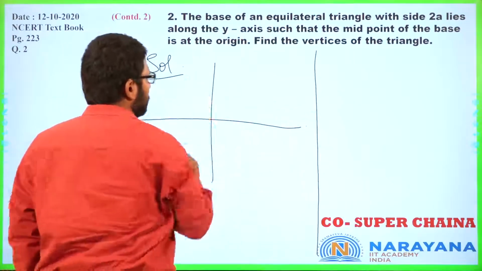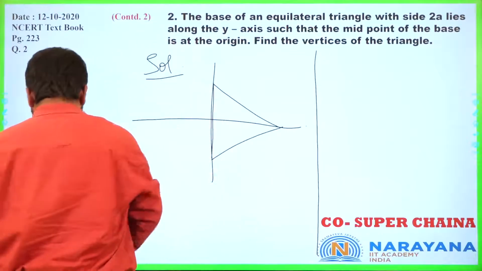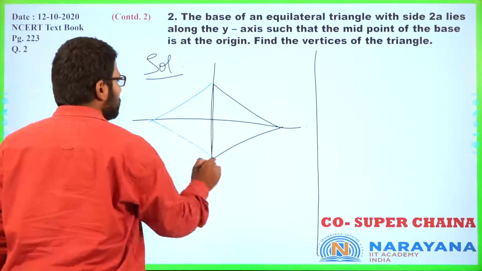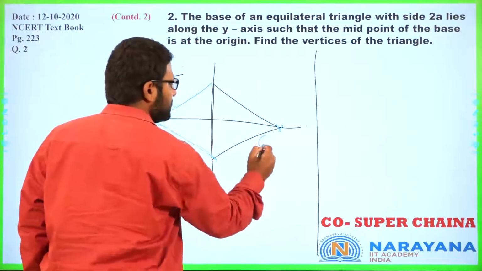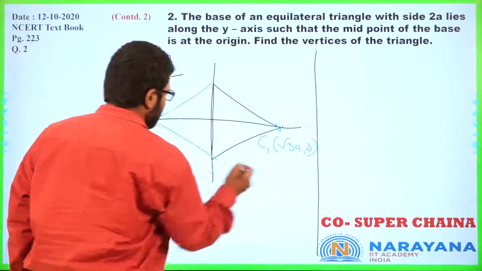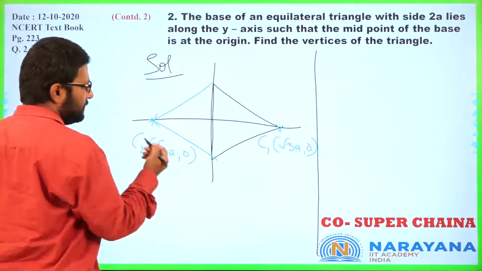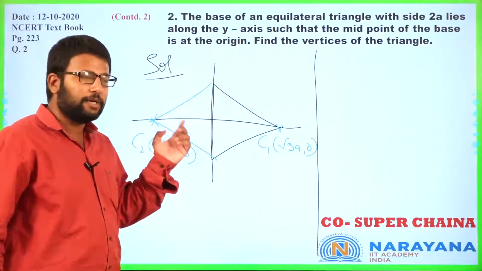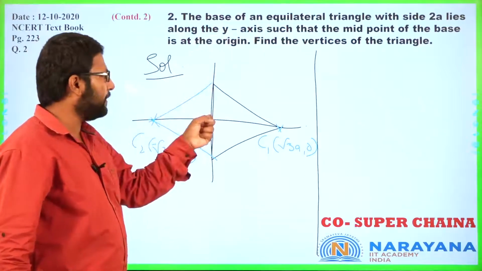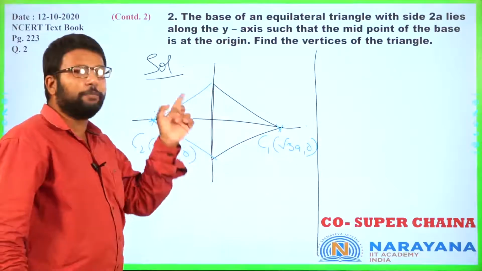So we have taken this particular triangle, but keep in mind that this triangle is also possible. So this is C1, root 3A, 0 and this is C2, minus root 3A, 0, and both are valid. Both triangles will be equilateral. Both triangles will have the midpoint of the base at the origin, and both will have side length 2A.